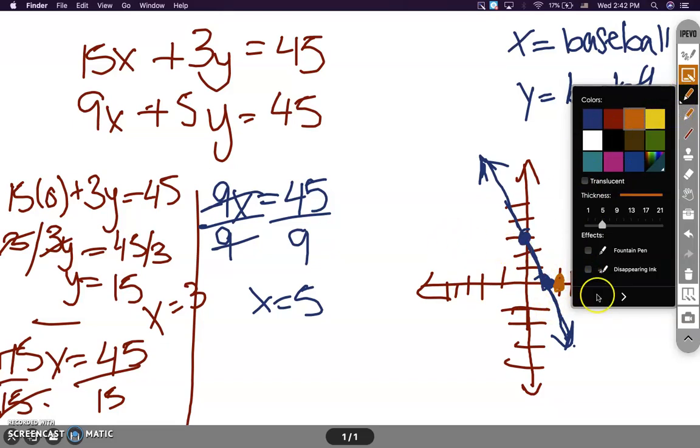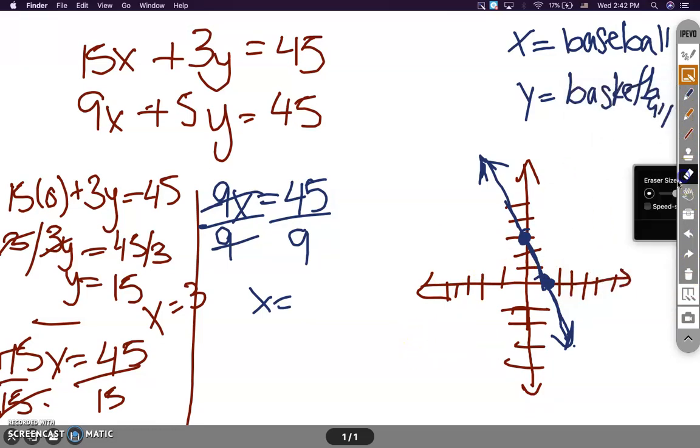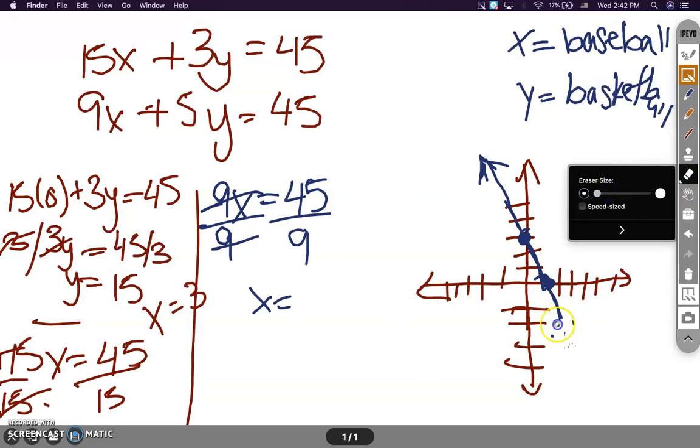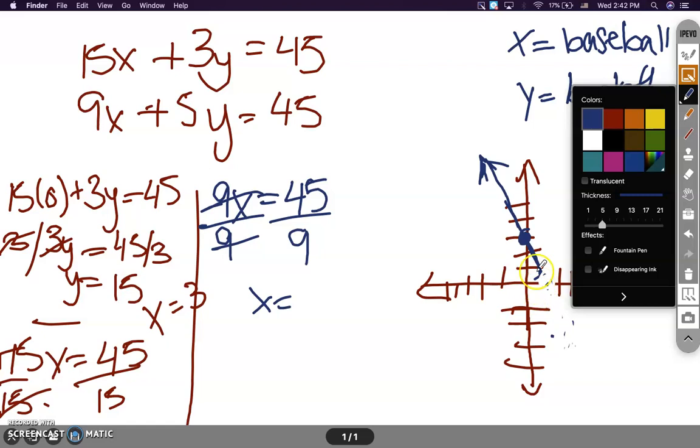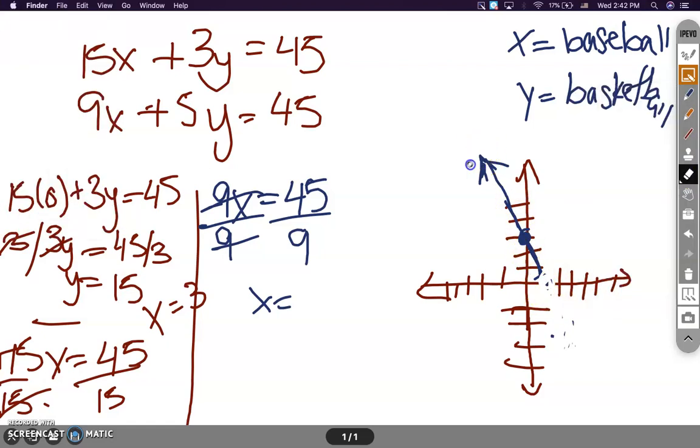Actually, let me change this a bit. Let me get my eraser out. I'm going to change this line because I can make the bottom increment by 1, but I'll make the y-axis increment by 2. So, let me quickly erase all of this here.